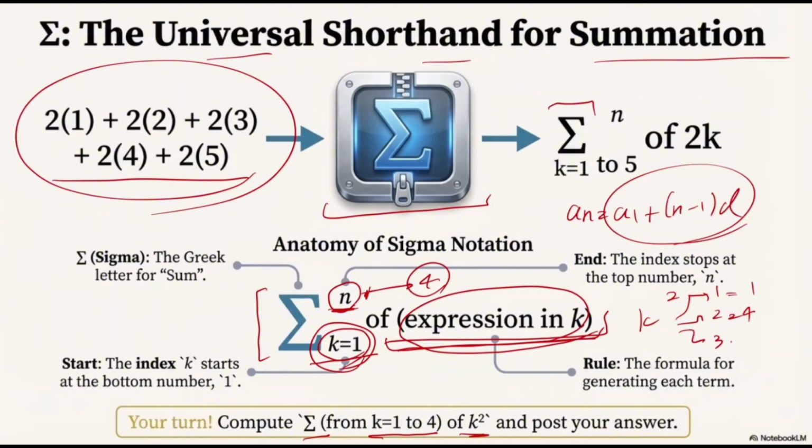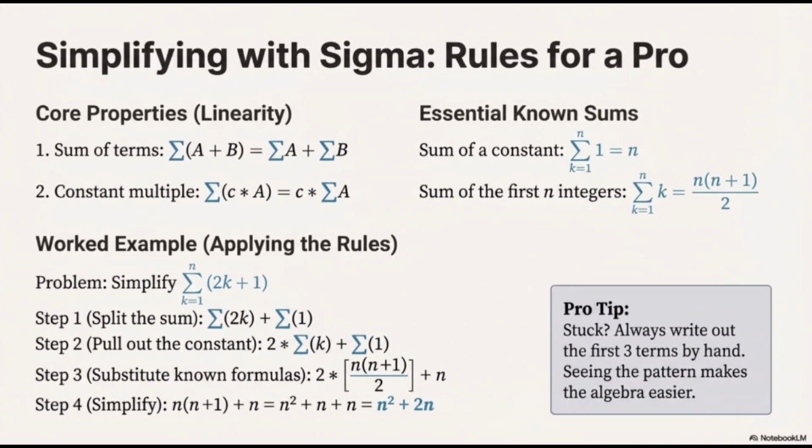The third number is 9, and so on and so forth. So k², by the way, is not geometric or arithmetic. It's just an expression that we do have, so we are going to use that. Simplifying with sigma, rules for pro.